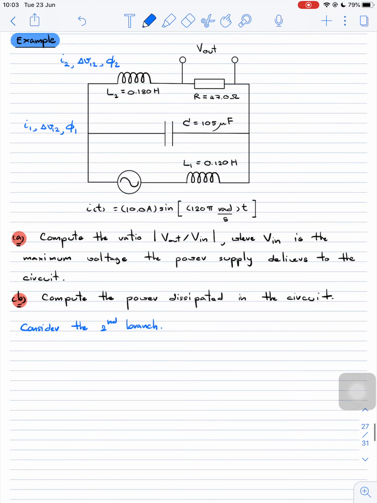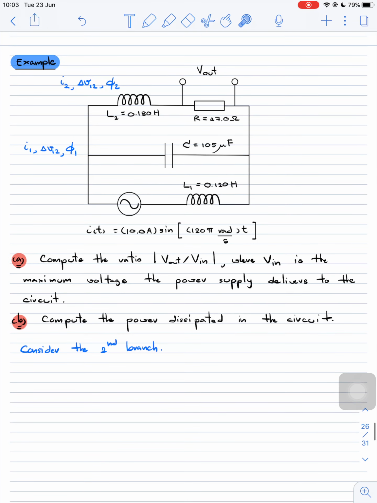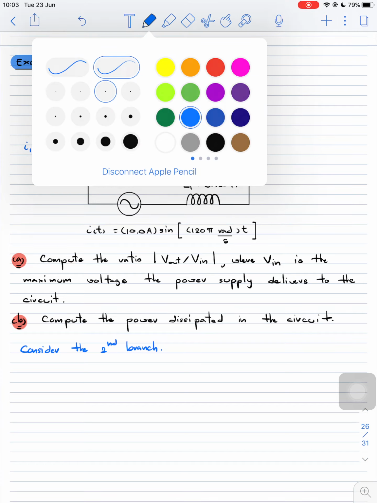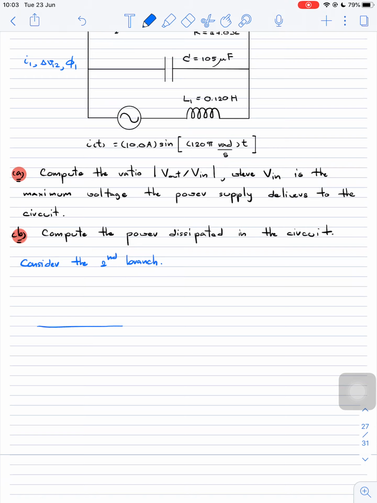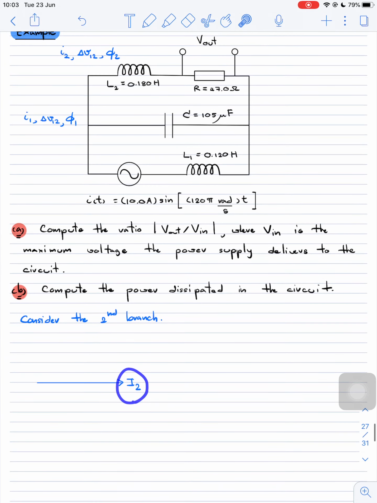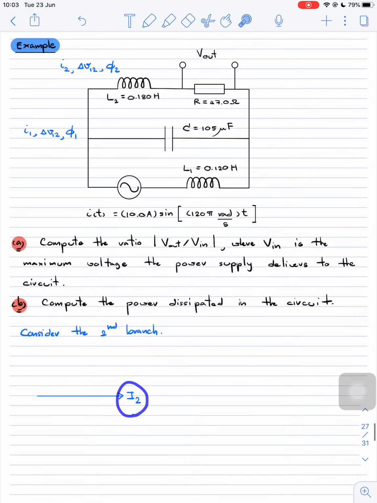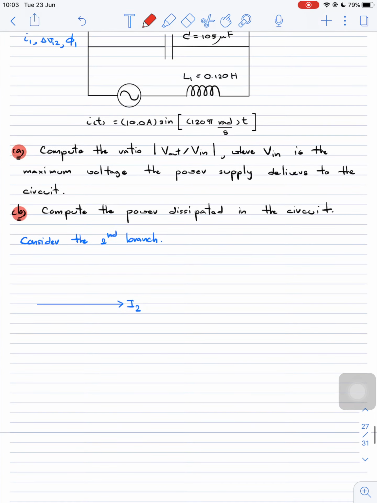Let me write down the phasor diagram first, because it's going to be helpful later. We know that L2 and R are connected in series, so I2 must be the common variable. Let me make I2 the horizontal axis here. This is the amplitude of I2, and the potential difference across R must be in the same phase as I2, so we get this arrow.